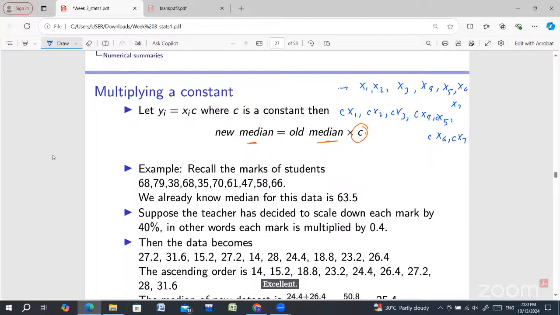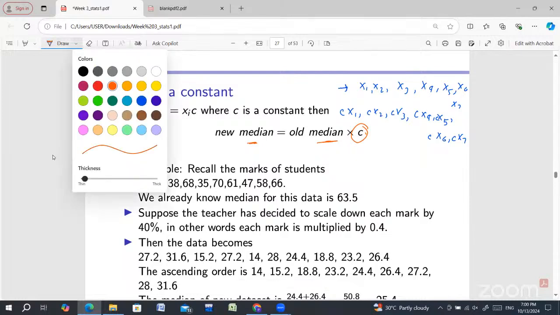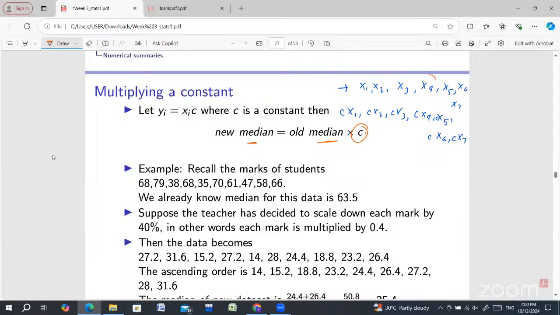Then what is the median for the first data set? It is x4, correct? Yes, ma'am. And what is the median for the second data set? It will be c times x4. So the observation at the fourth position will always be your median if you have 7 total observations. So the median will also get multiplied by that constant.